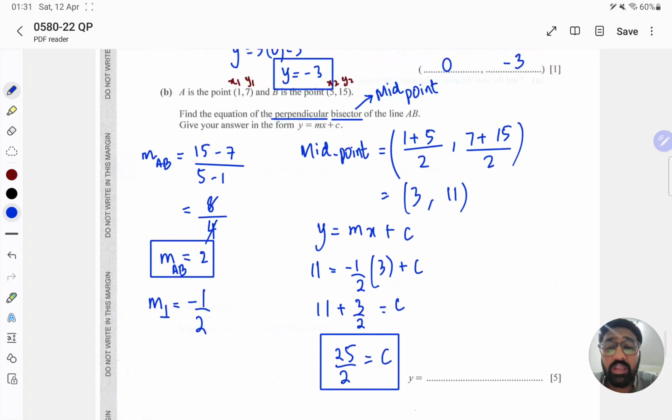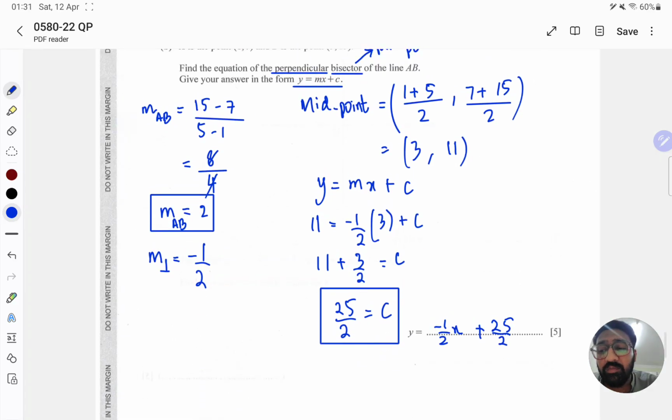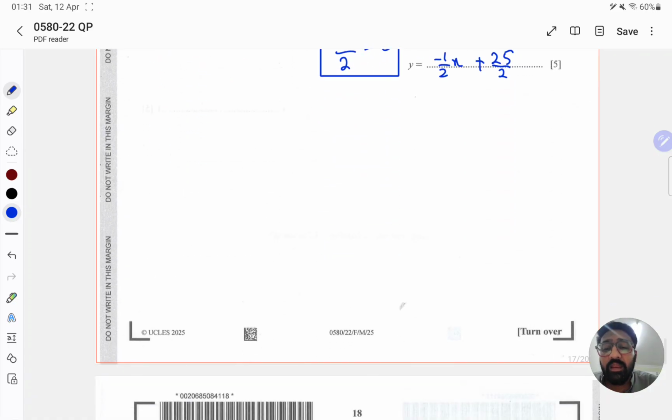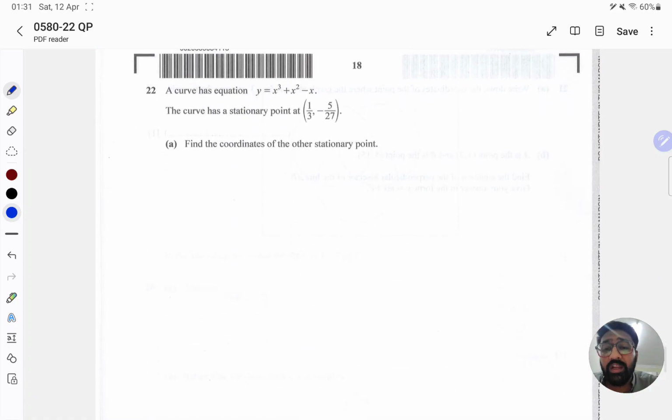Now just write down the equation in this form. Remember, you need to give your answer in the exact form in which the question is asking you to put. So it will be y equals minus 1 by 2x plus 25 over 2. No extra work is being required. Next question is question number 22.